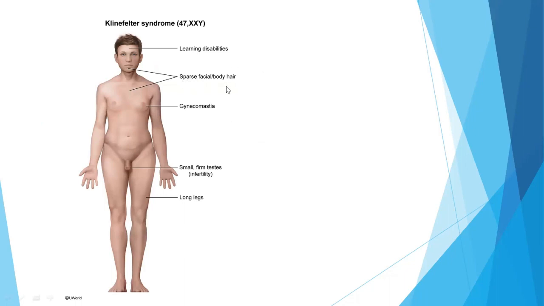The patient will have sparse facial and body hair, and also sparse hair in the genital area. Gynecomastia will be there. There will be small firm testes, leading to infertility. The person will also have long legs in Klinefelter syndrome, and the abnormality is XXY. So you need to remember this form, XXY.